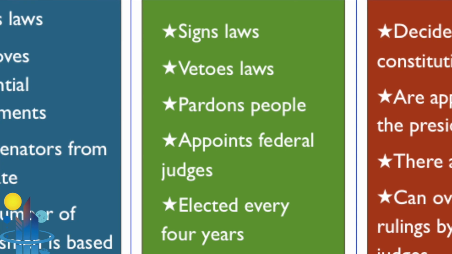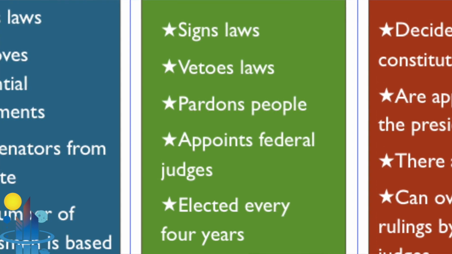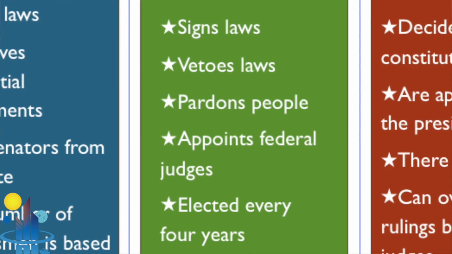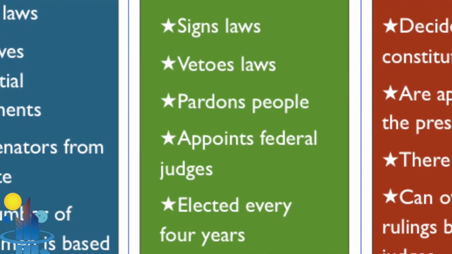And why is there an executive branch? Someone needs to be appointed to make sure the laws are enforced and rules are followed by every head of agency.